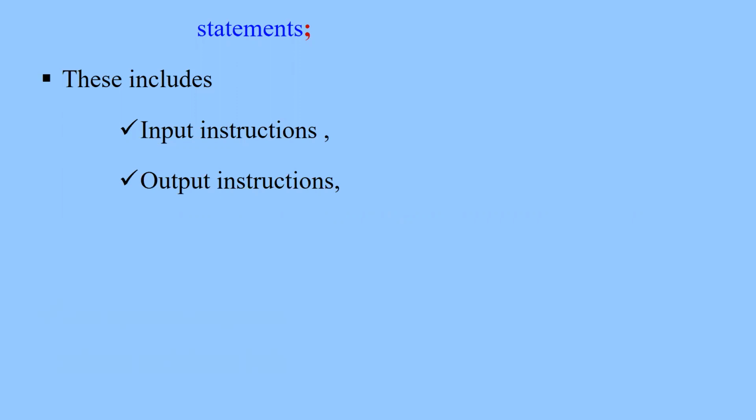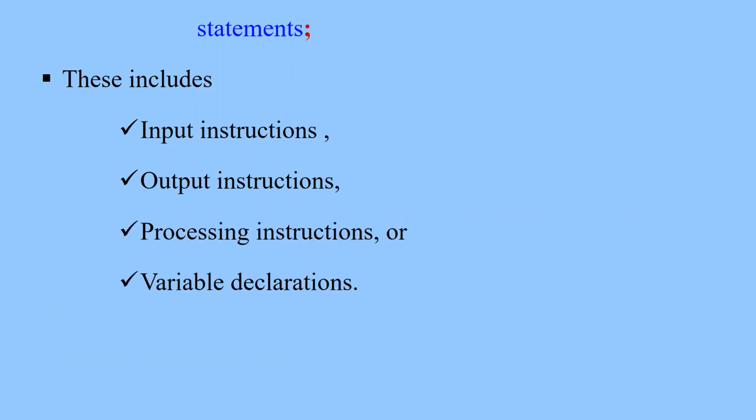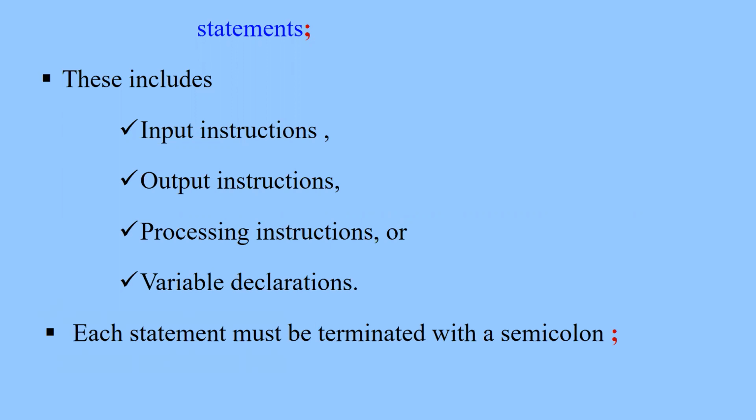Let's look at statements. Statements are the set of instructions that we want the compiler to work on. This includes the input instructions that I discussed in our previous presentations in this series. We have the output instructions and processing instructions, or what we call variable declarations. So all that forms statements.